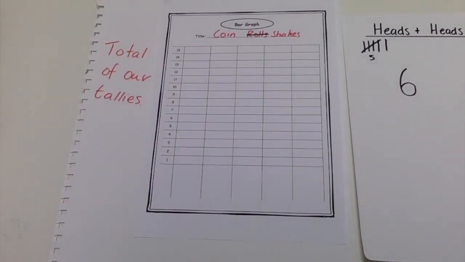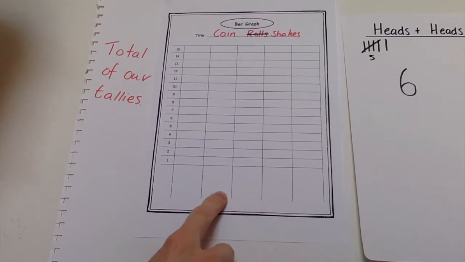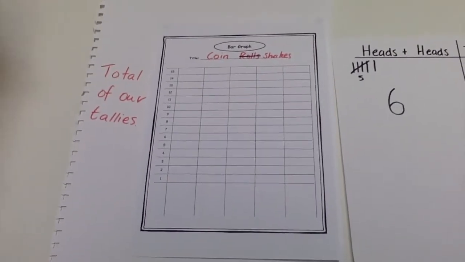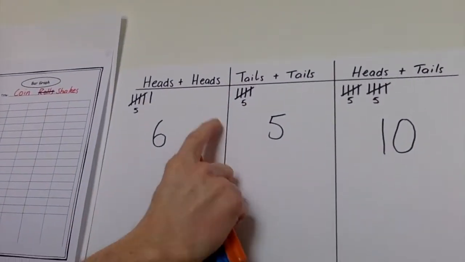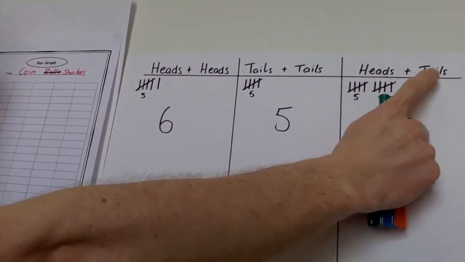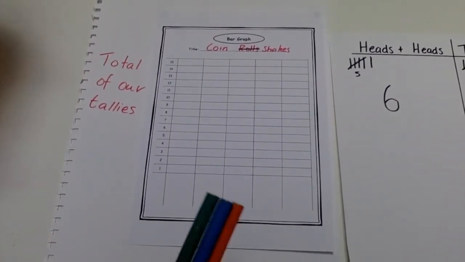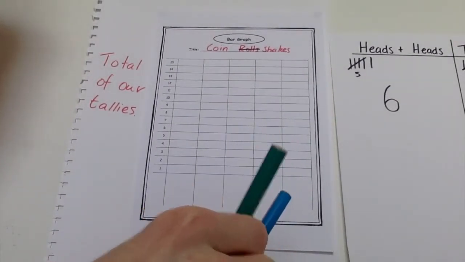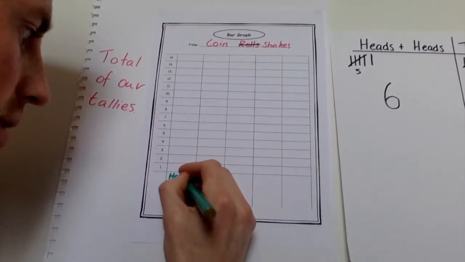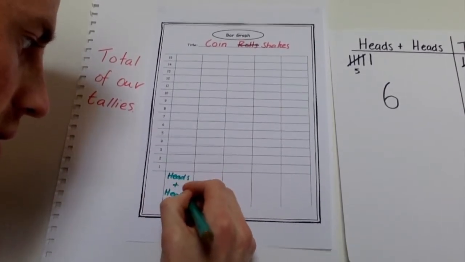Okay. Now, down the bottom we have these blank little spaces down here. What you need to put in there are these titles up here. So heads and heads, tails and tails, heads and tails. Okay. Alright, so what you really need is a few different colours. Okay, so I'm going to choose green for my heads. I'm going to do plus heads.